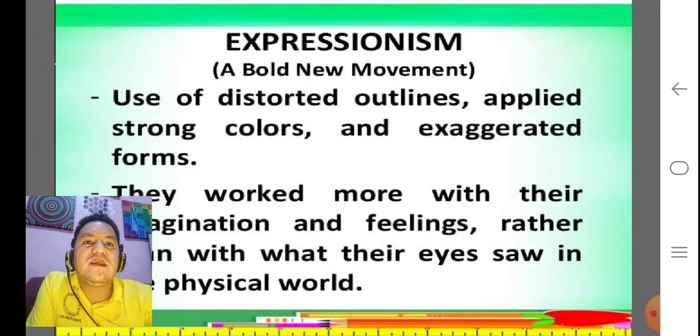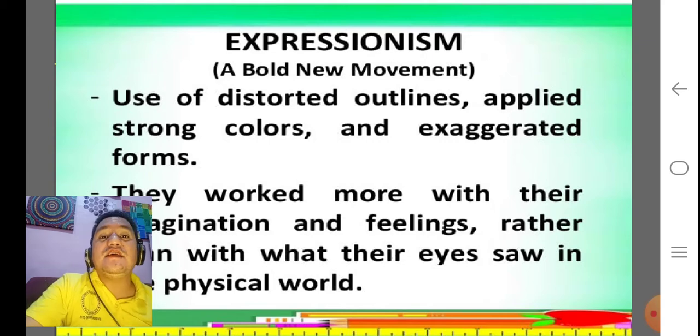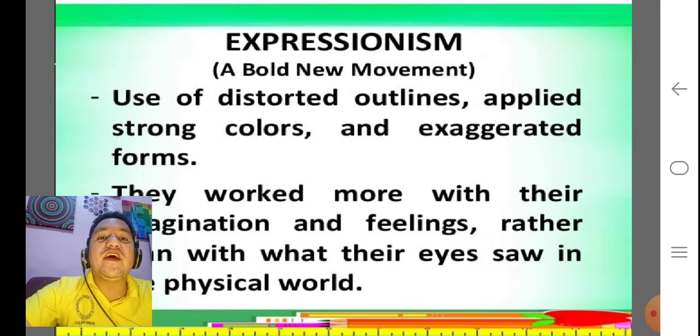Next. Now, let us talk about expressionism. Use of distorted outlines, applied strong colors like what we had in the post-impressionism, and exaggerated forms. Pag sinabi natin exaggerated, OA, ibig sabihin mas matindi. They work more with their imagination and feelings rather than with what their eyes saw in the physical world. Meaning to say, imaginative sila. They have to think of so many things before they come up with a particular artwork or painting.